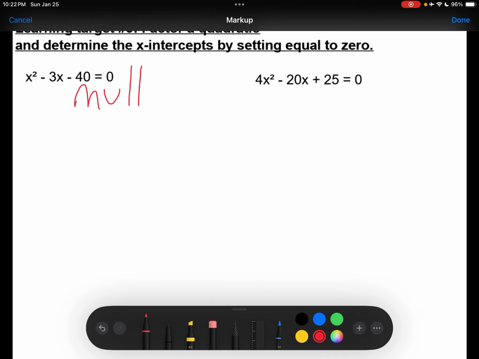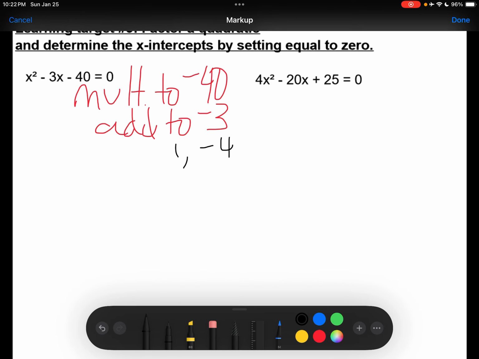We're looking for things that multiply to negative 40 and add to negative 3. If you're having trouble, make a list. In terms of multiplying to negative 40 and adding to negative 3, you'd have to have the bigger number be negative. So it could be 1 and negative 40. That'll add to some sort of negative number. 2, 3 doesn't work. 4, 5.